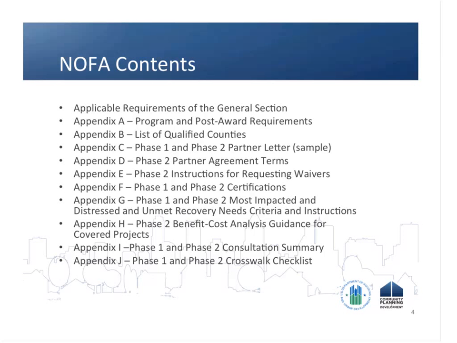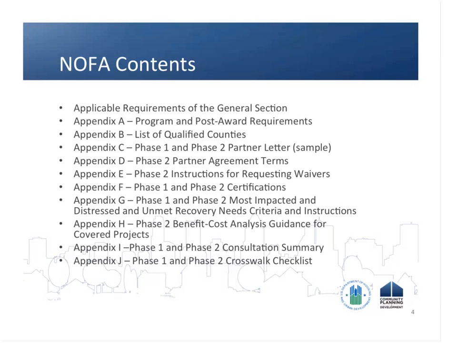Appendix C includes the partner letters, Phase 1 and Phase 2. It's a sample letter if you need to alter it because of local requirements. Be really careful to keep the binding language in, but if you need to add additional material, you can. Appendix D is only for use with Phase 2 when you actually have a project, and that'll be a partner agreement. And these are the terms that we're requiring in a partner agreement.